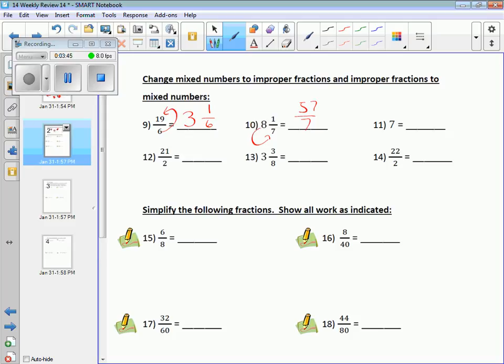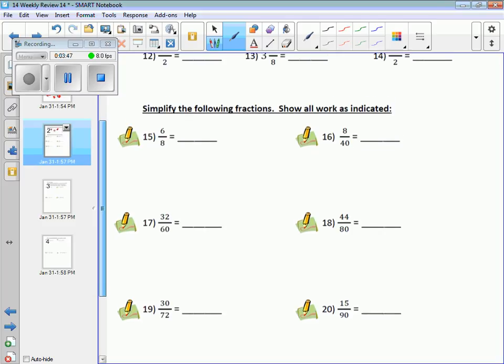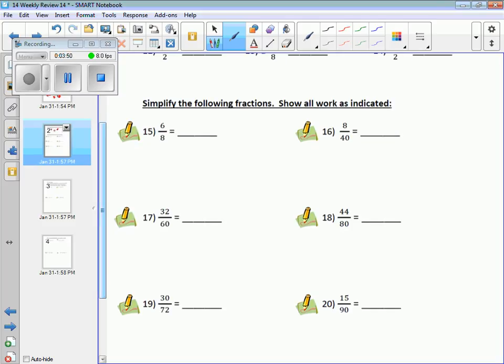Takes us to our next section, which is simplifying or reducing fractions to lowest terms. Find a number that goes into both 6 and 8. This is why we do those divisibility rules. And right away, you can see that the digit 2 goes into both. I'll show you work this way, 2 over 2. 6 divided by 2 is 3. And 8 divided by 2 is 4. And that gets simplified as 3/4.